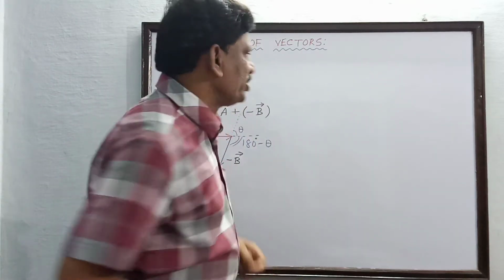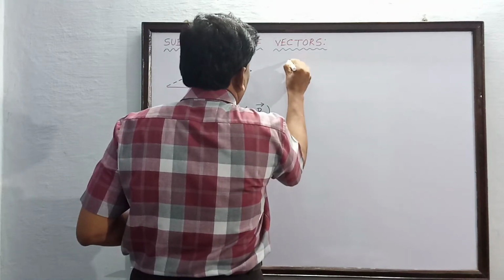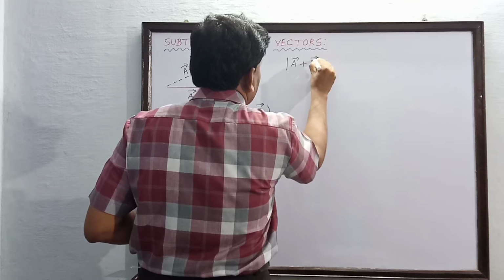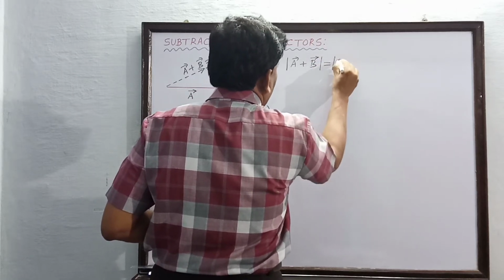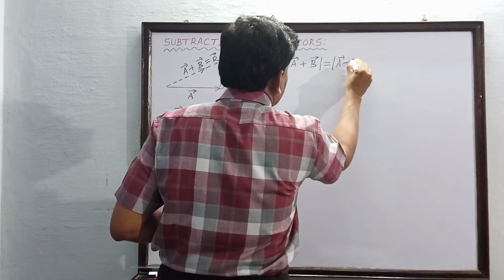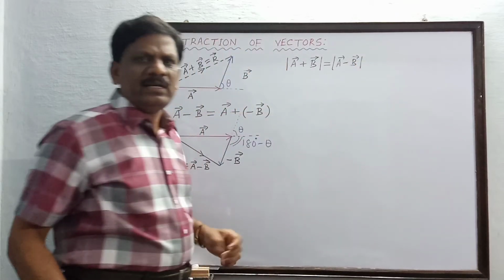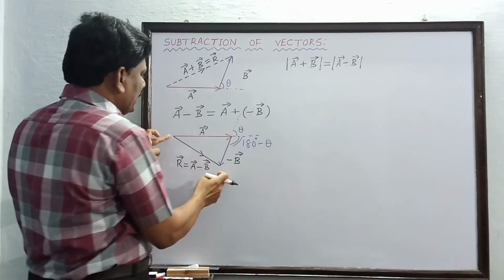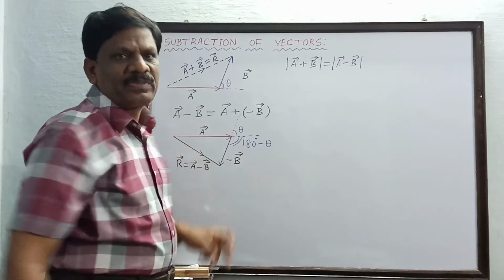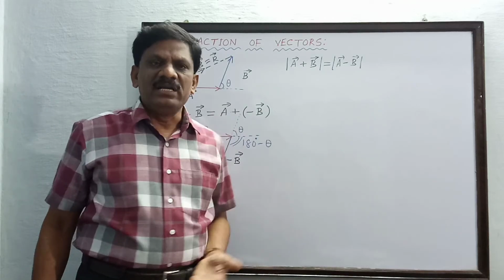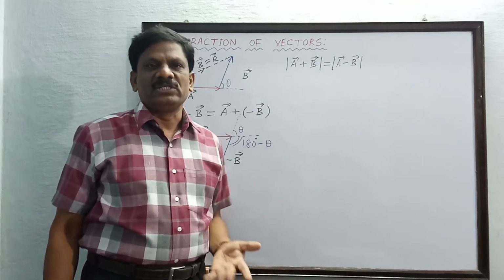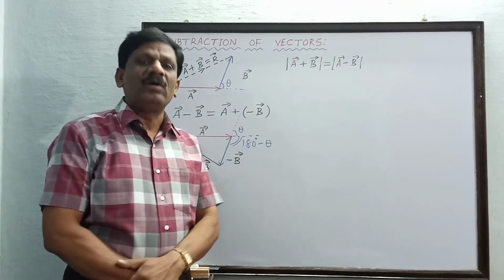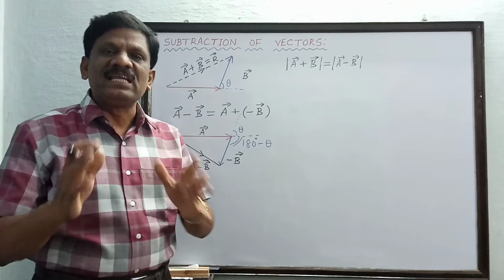Suppose if you measure the modulus of a vector plus b vector, this will also be equal to the modulus of a vector minus b vector. So they are equal in magnitude. If you measure this vector a plus b and a minus b, they will be equal in magnitude, but they will be different or opposite in the direction.